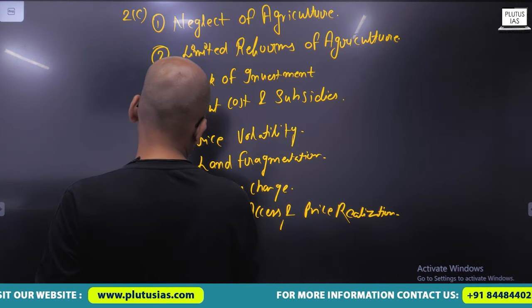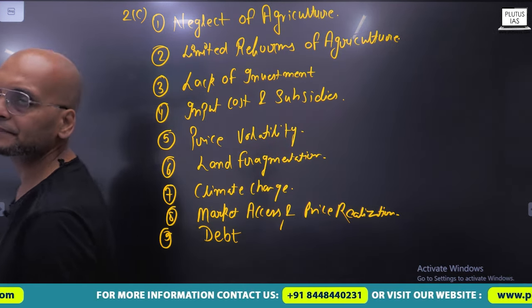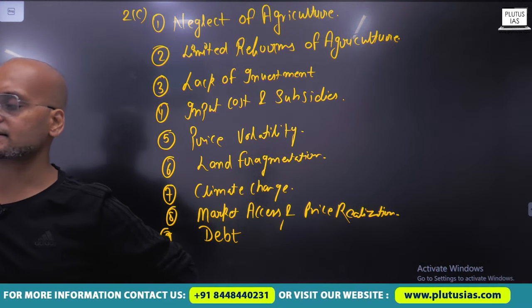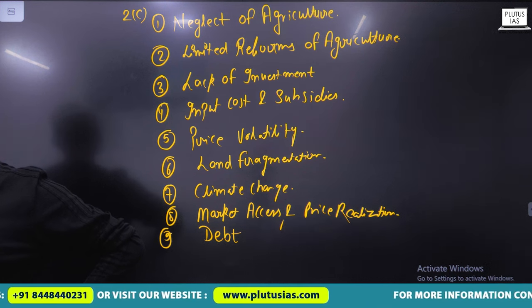Next is the debt that the farmers were facing. So all these are the different factors. Okay. Clear?